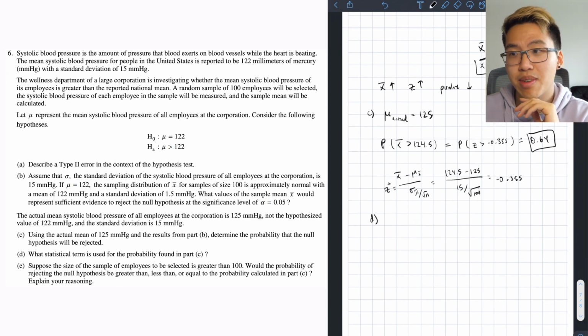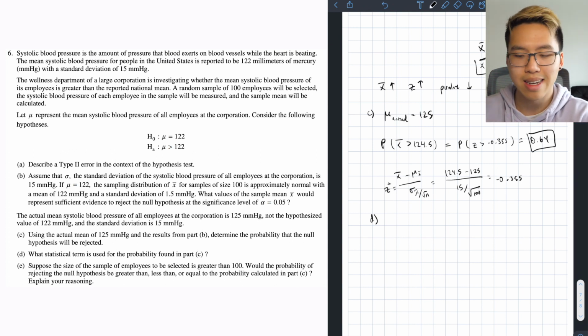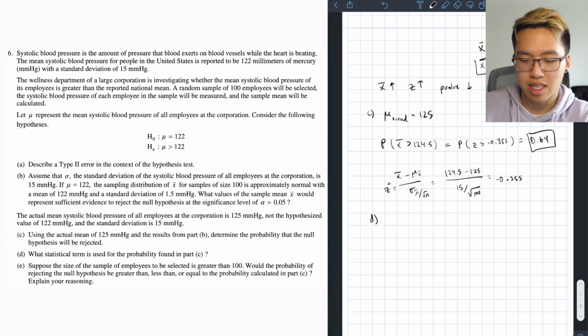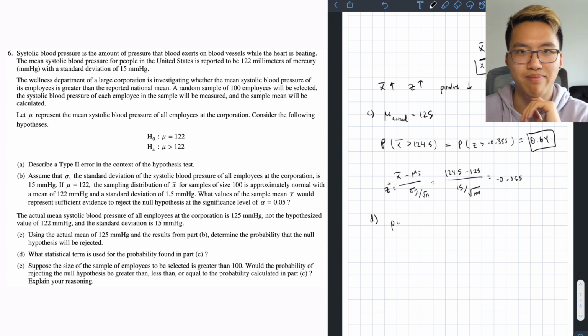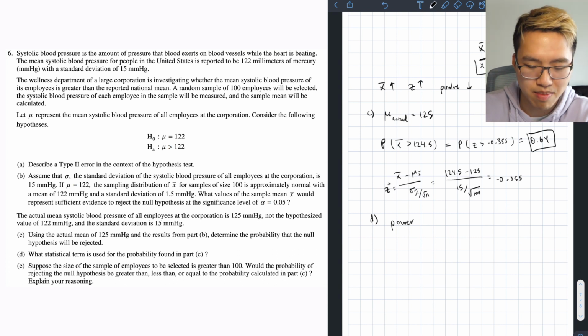What statistical term is used for the probability found in part C? Okay, so it's asking what statistical term is used for the probability to reject a null hypothesis. That's straight up a definition. That's power. You just got to know that definition. I'm pretty sure, yeah, it's power.